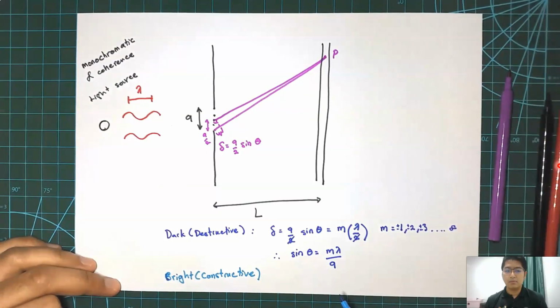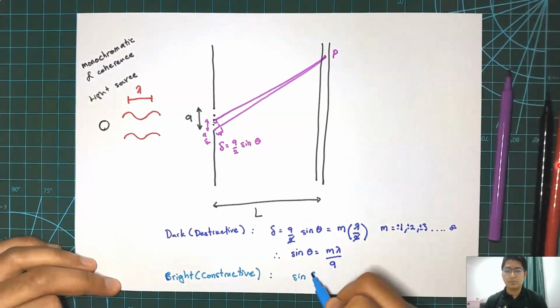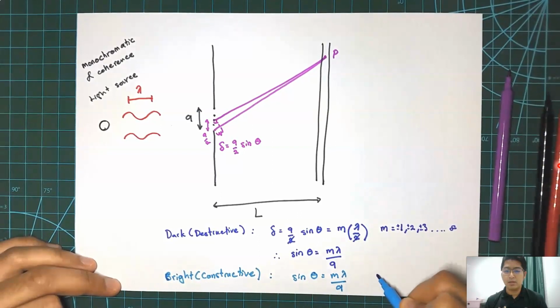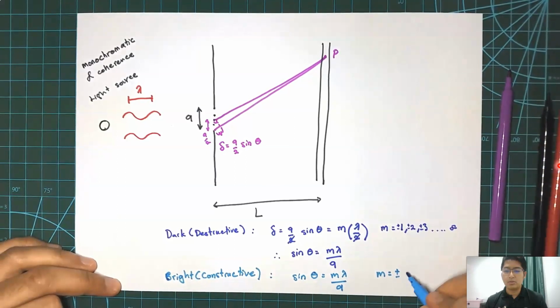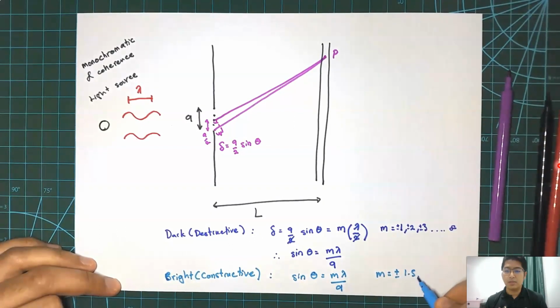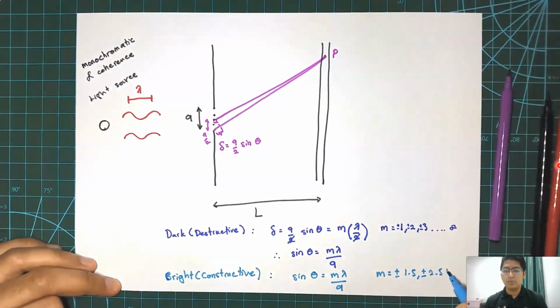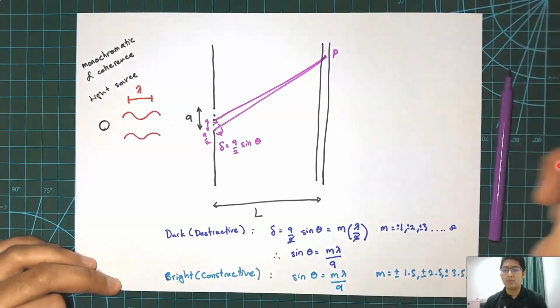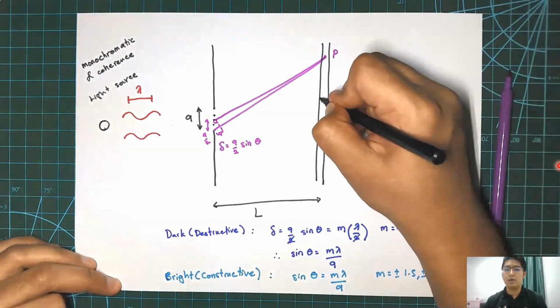And then how to find the bright fringe? For the bright fringe, sine theta equals m lambda divided by A, the same equation as the dark fringe, but we need to use a different set of conditions. The condition for the bright fringe must start with plus minus 1.5, or 1/2, 2/2 and 3/2.